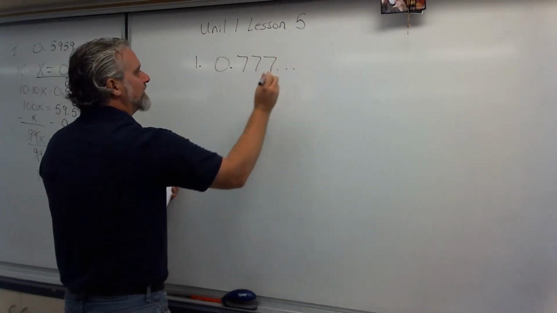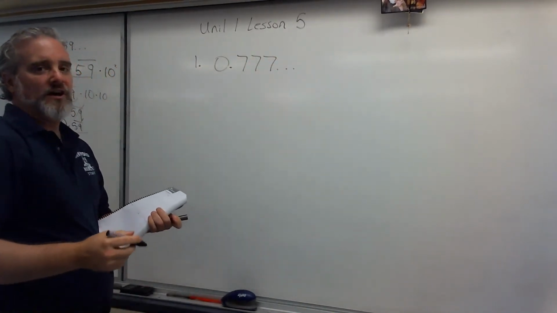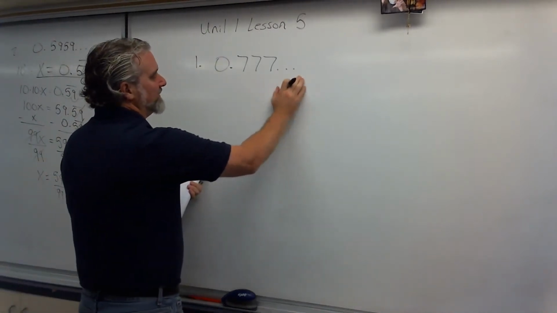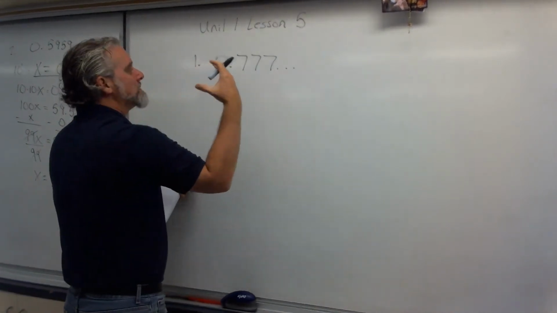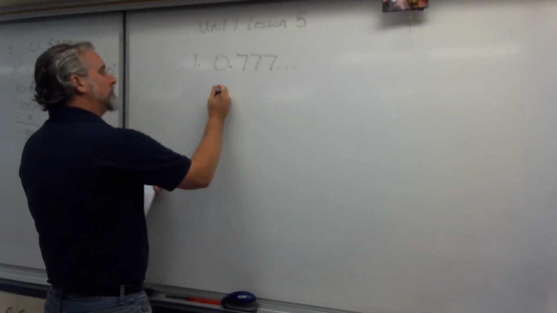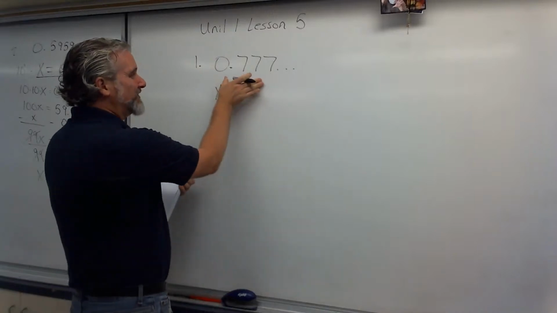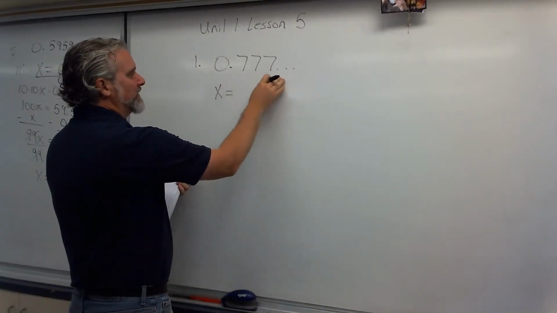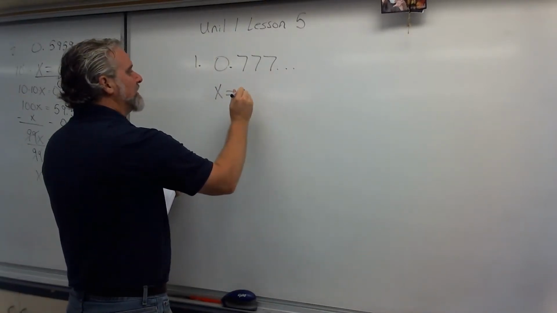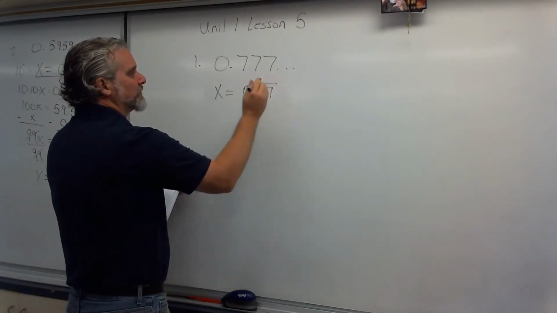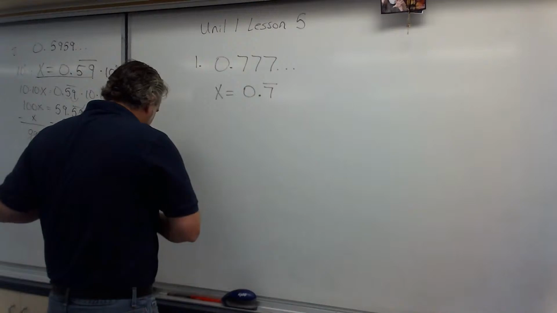0.777 dot dot dot. The dot dot dot signifies that this 777 is going to continue on repeating. And so first step is to set x equals and then try to simplify this. Look at the pattern. We see a repeating 7 up here. So I'm going to write 0.7 with the repeating bar above the 7.